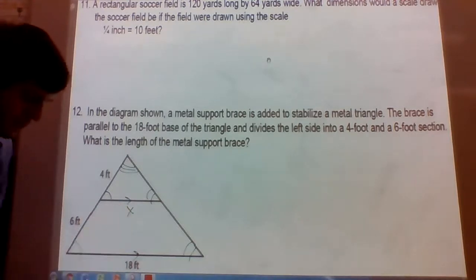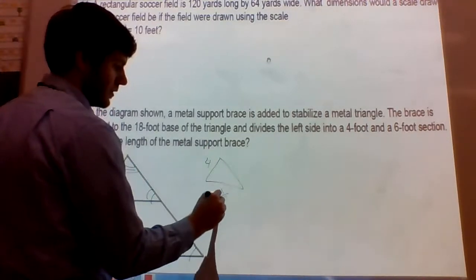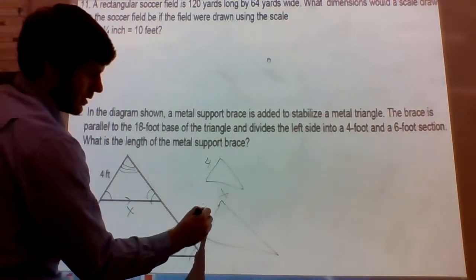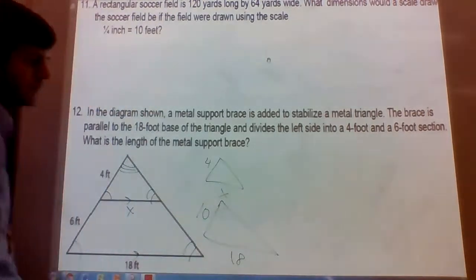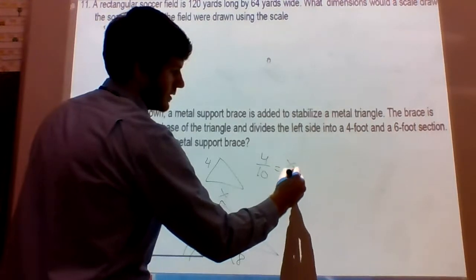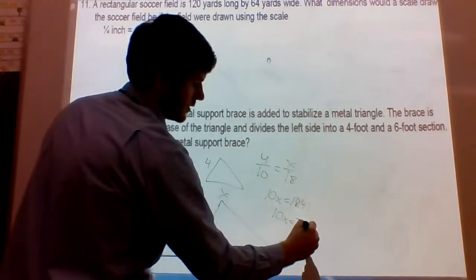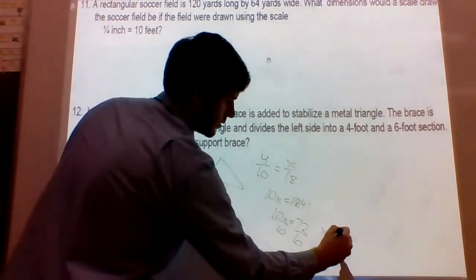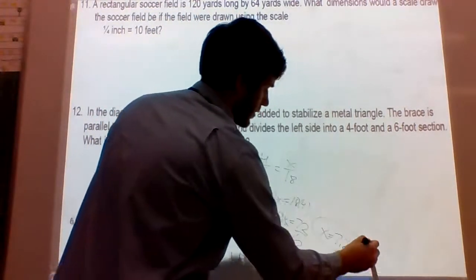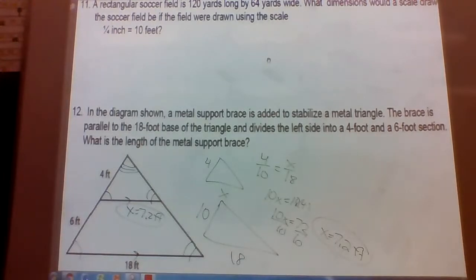So we want to find the length of the brace, which we're going to call x. Our top triangle has sides 4 and x. Our bottom triangle has 4 plus 6, which is 10, and our base is 18. So 4 corresponds with 10, and x corresponds with 18. So 10x equals 18 times 4, 10x equals 72, divided by 10, x is equal to 7.2 feet. So the metal brace is 7.2 feet.